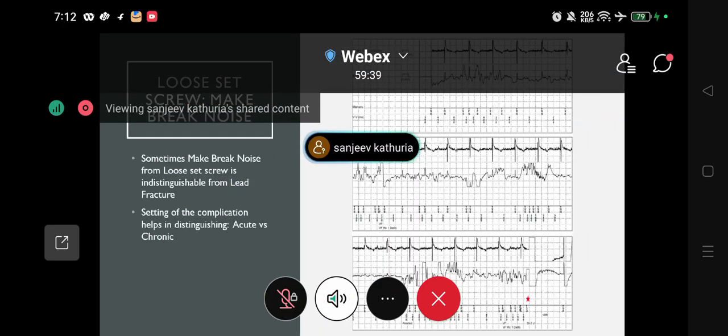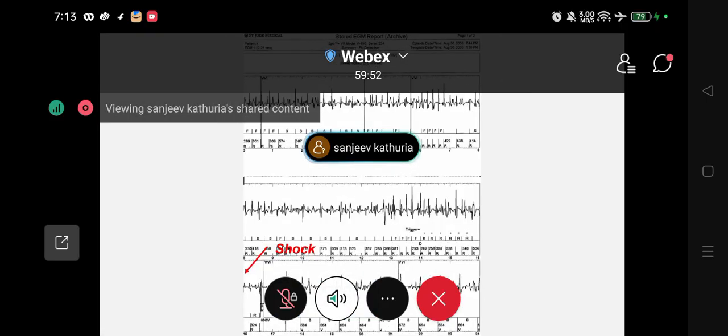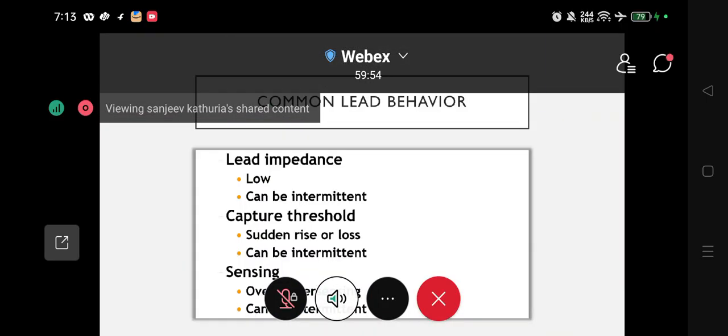So I wanted to go back to this slide once again. So we have already done the part of intracardiac problems. We are now coming to EMIs and myopotentials. So this was device mechanical problems.